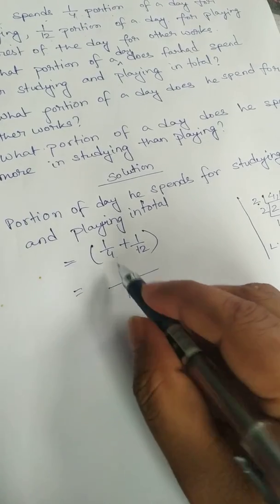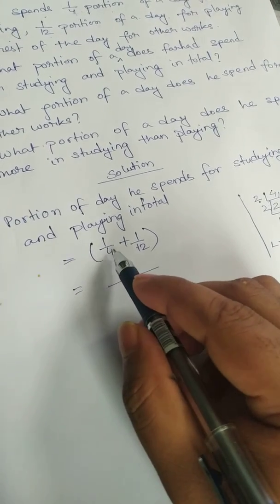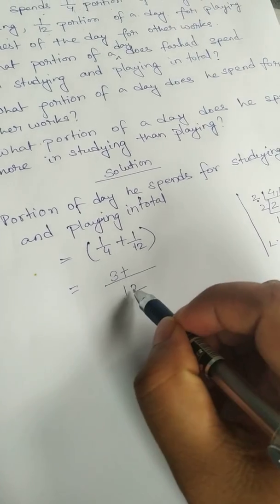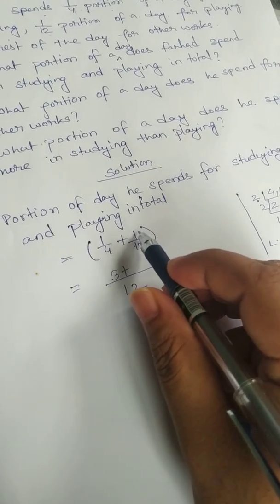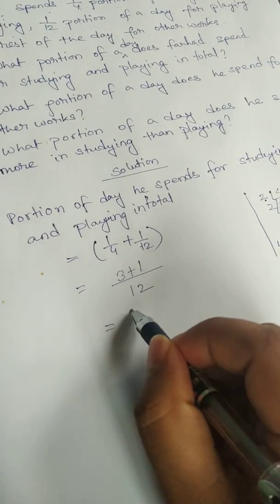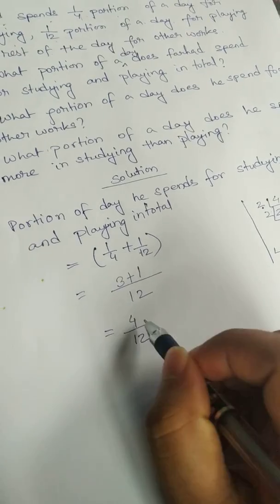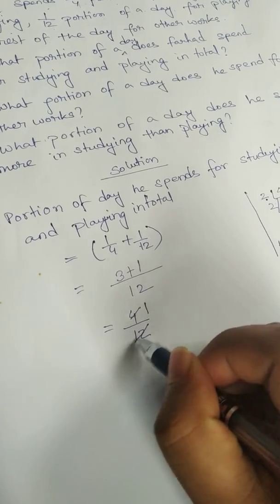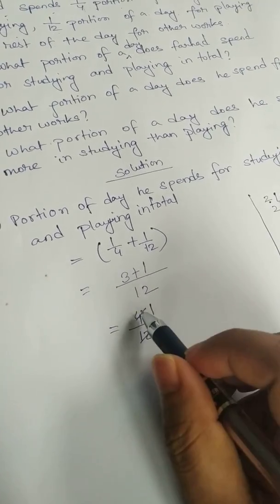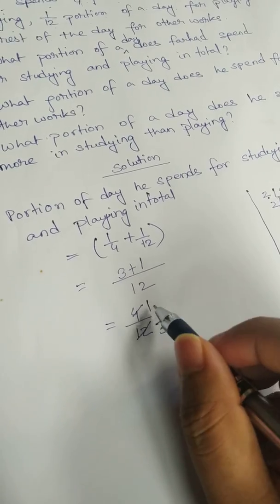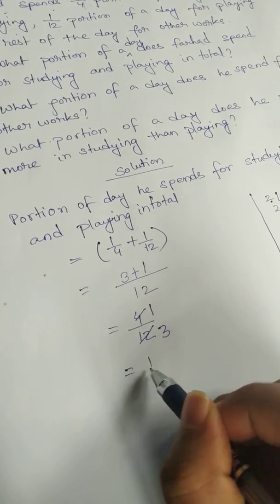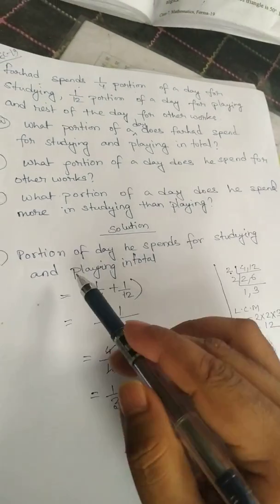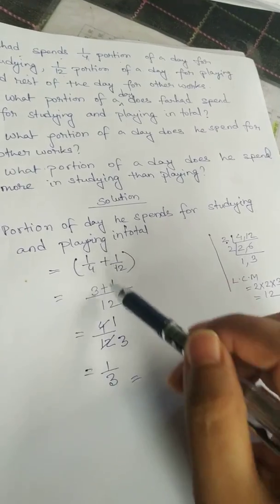Now we divide the LCM with the denominator first. 12 divided by 4 is 3, then 3 into 1 is 3. Again 12 divided by 12 is 1, 1 into 1 is 1, so equals to 4 by 12. But we can reduce this fraction as well, so we can reduce by 4 1s are 4, 4 3s are 12. So both the numbers are divisible by 4, so we just reduce it to 1 by 3. So answer is 1 by 3. Very easy. Okay, so this is the portion of day he spends for studying and playing in total.